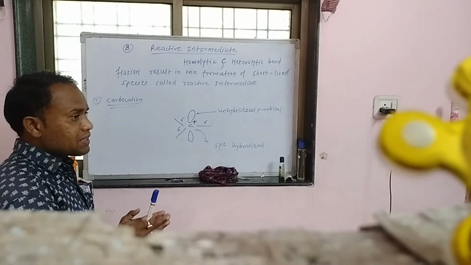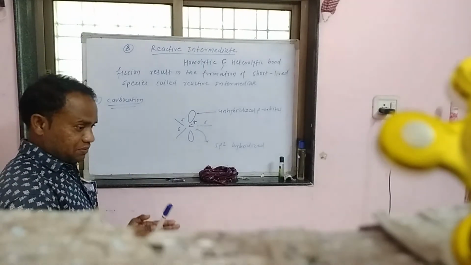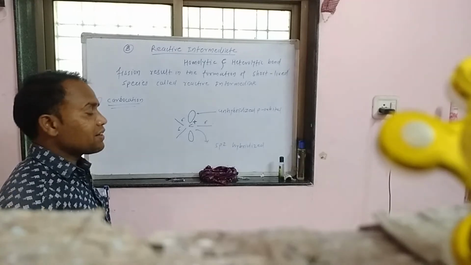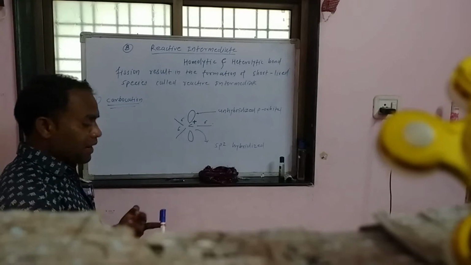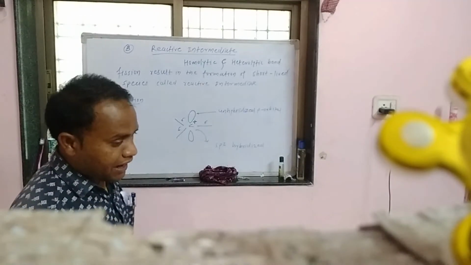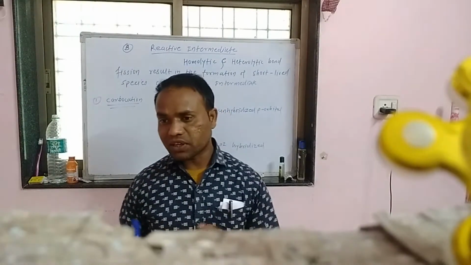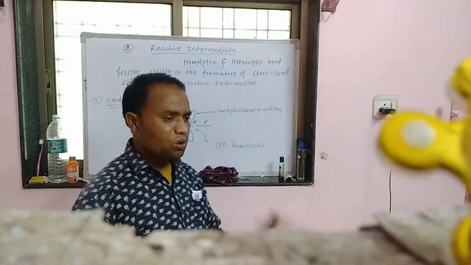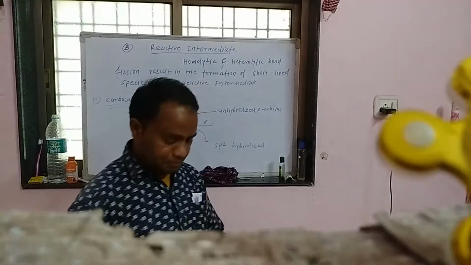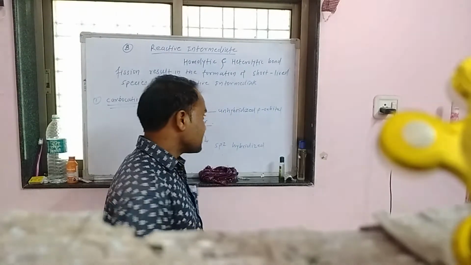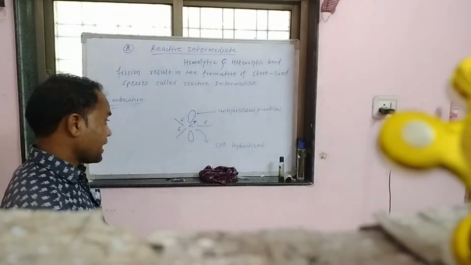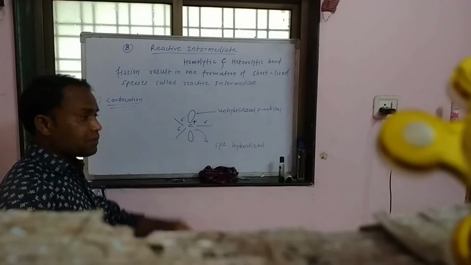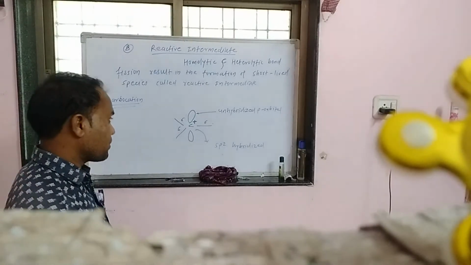Carbocations of parent alkanes are classified as primary, secondary, and tertiary carbocations. There are three carbocation types. Then there are also other types of carbocations, benzylic carbocations and allylic carbocations. The important ones are primary, secondary, and tertiary carbocations.